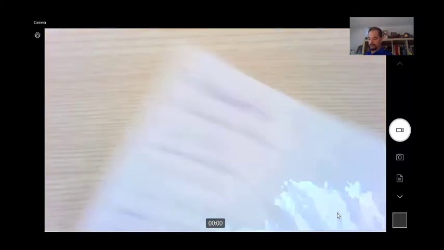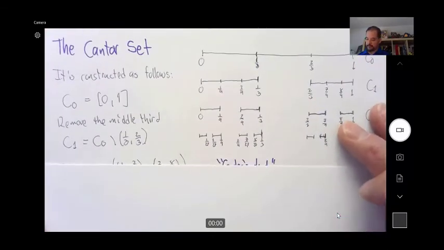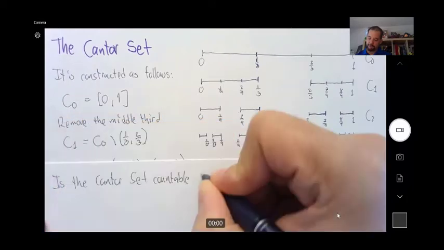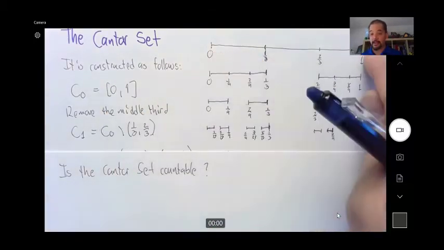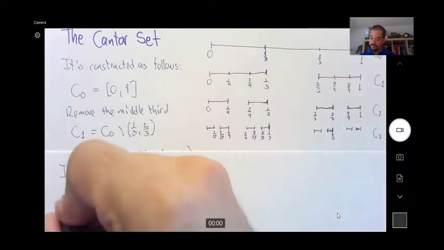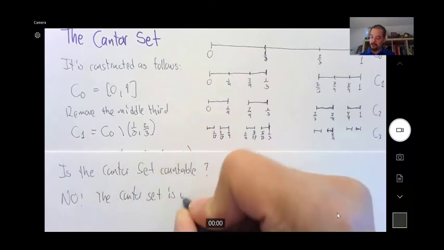Let's go to the next page and leave the picture here. Is the Cantor set countable or not? Believe it or not, the Cantor set is not countable. It's uncountable. It's as big as the real numbers. So even though the length is 0, and it seems like we removed everything, whatever remains has the same cardinality as the entire interval. So the answer is no. The Cantor set is uncountable.